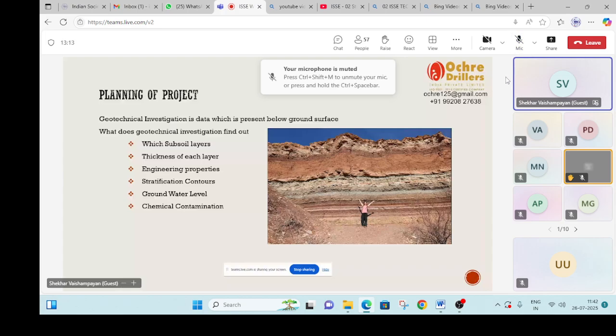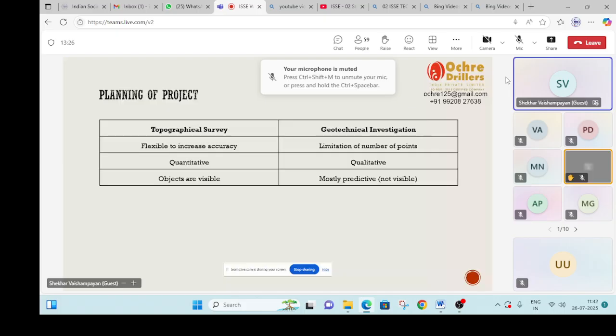So we are trying to find out this data from the geotechnical investigation. So the topographic survey and geotechnical investigation are two aspects which are the basic inputs. Now let's casually compare these two things. One side is topographic survey, the other side is geotechnical investigation. So in topographic survey, let's consider that we have a very flat ground, we can take a 10 meter by 10 meter contour, or 10 meter by 10 meter spot levels.